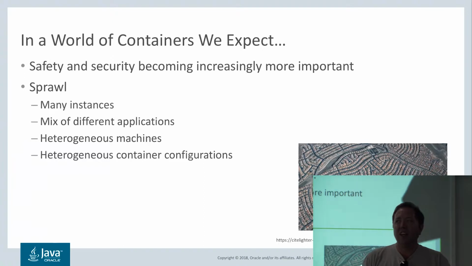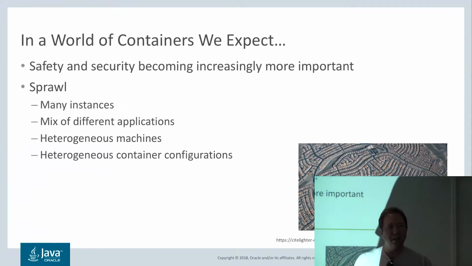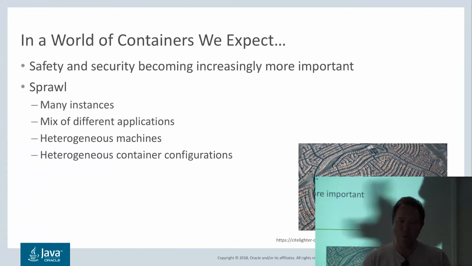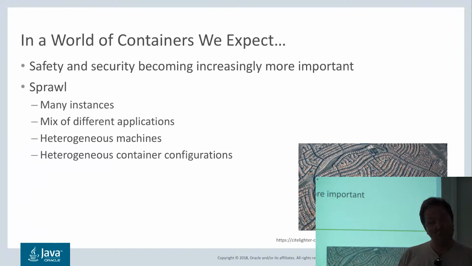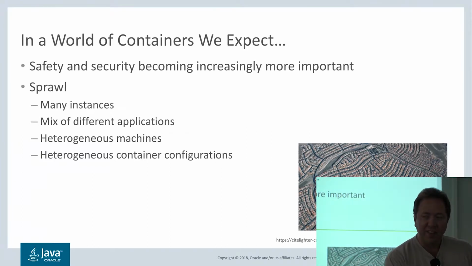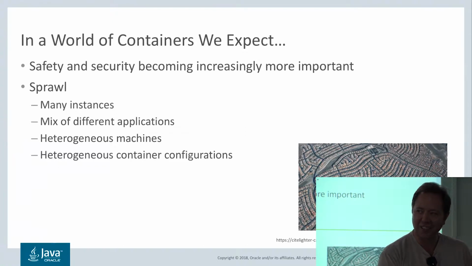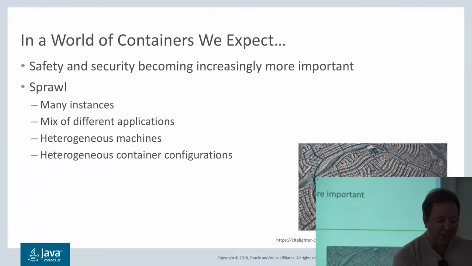So in a world of containers, we expect safety and security to become increasingly more important. I think the world as a whole right now is slowly getting more and more security concerned, and we're taking care of that more and more, which I think is a really good thing. But I think it is becoming more important, and I think we're going to see security issues in our industry for all eternity, I guess. Still trying to get over the Spectre part from early this year.